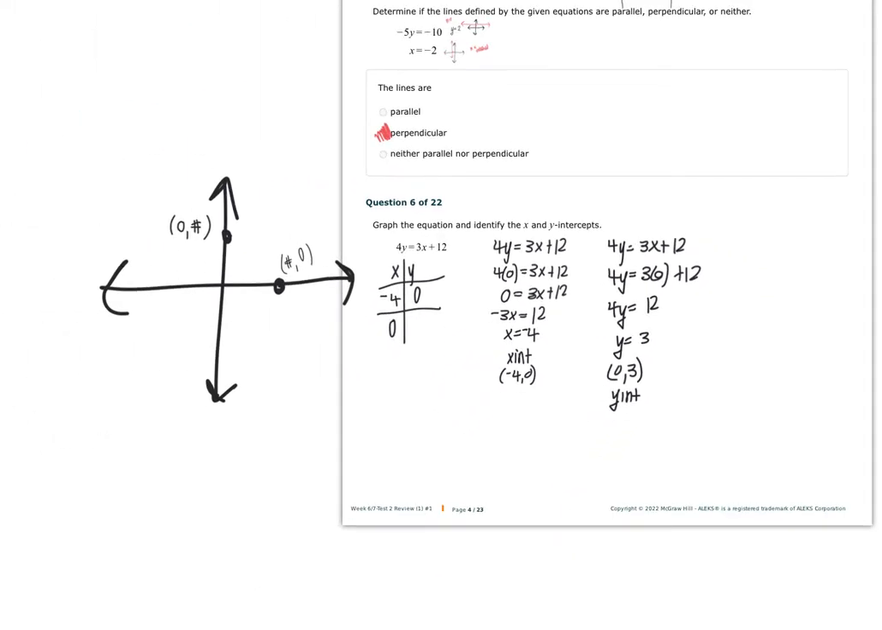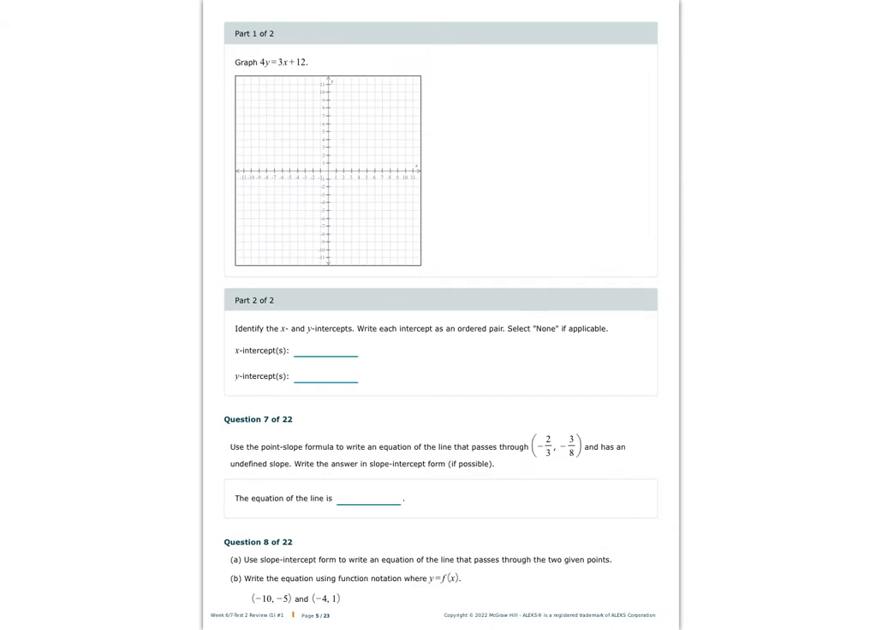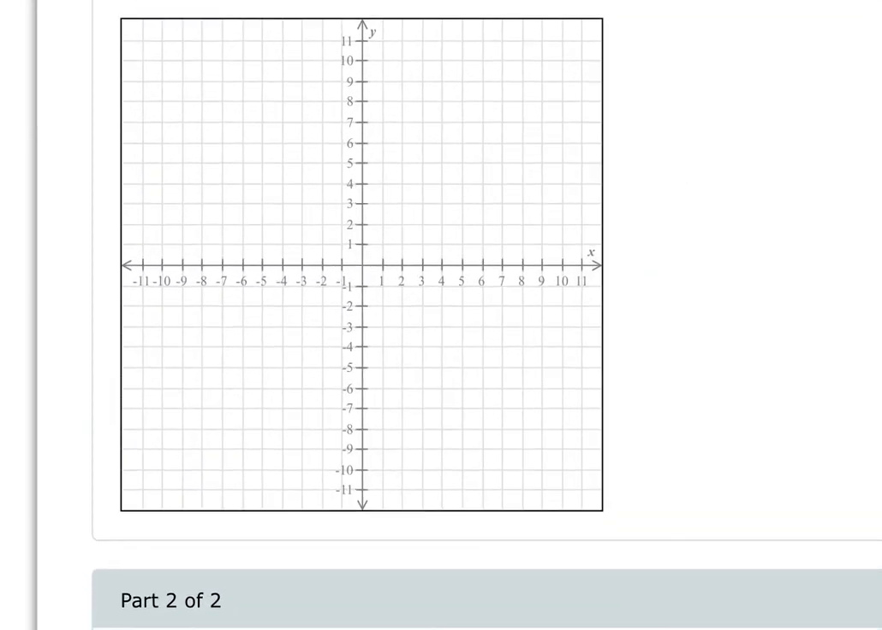So on the next page, I'm just going to plot those 2 points. We had 0, 3 as our y-intercept, and negative 4, 0 as our x-intercept. Just plot those 2 points and use your line tool to make that line happen.